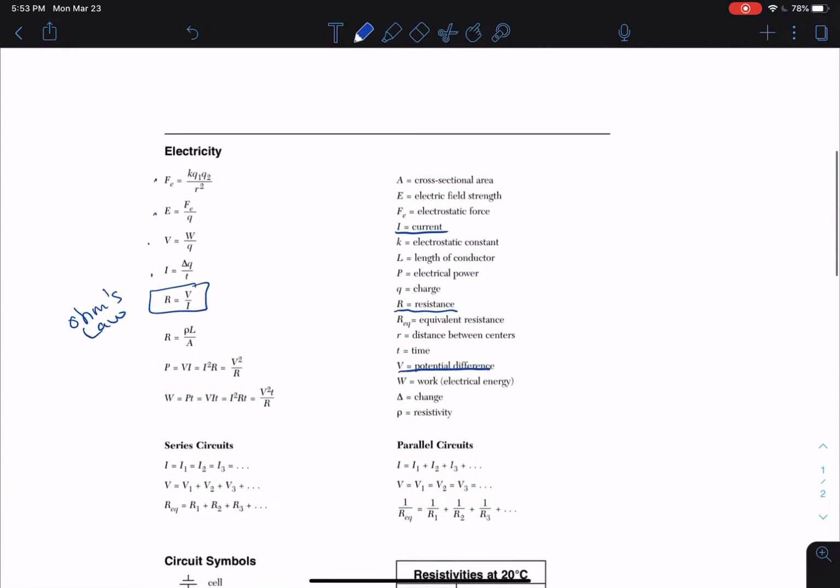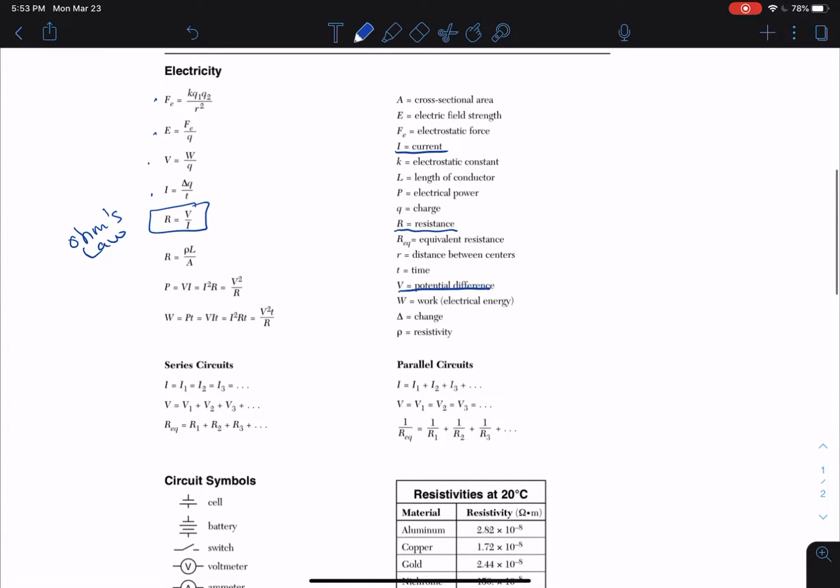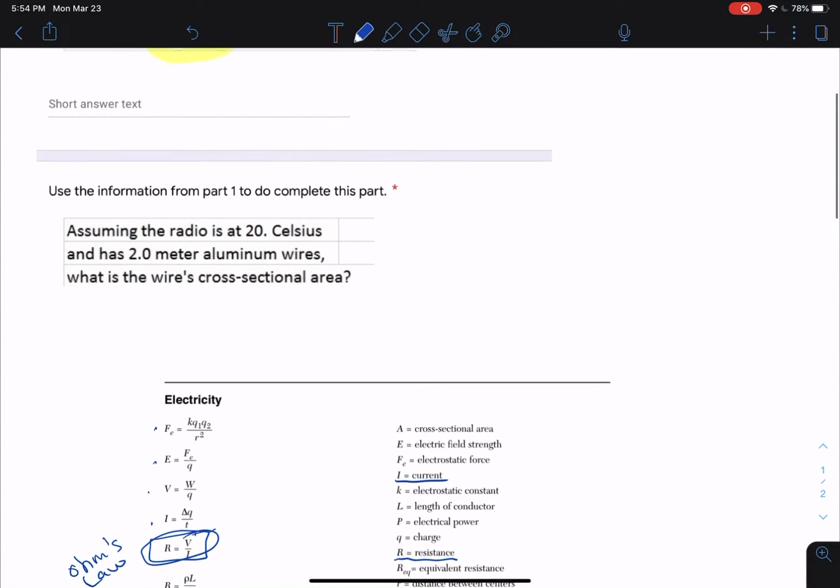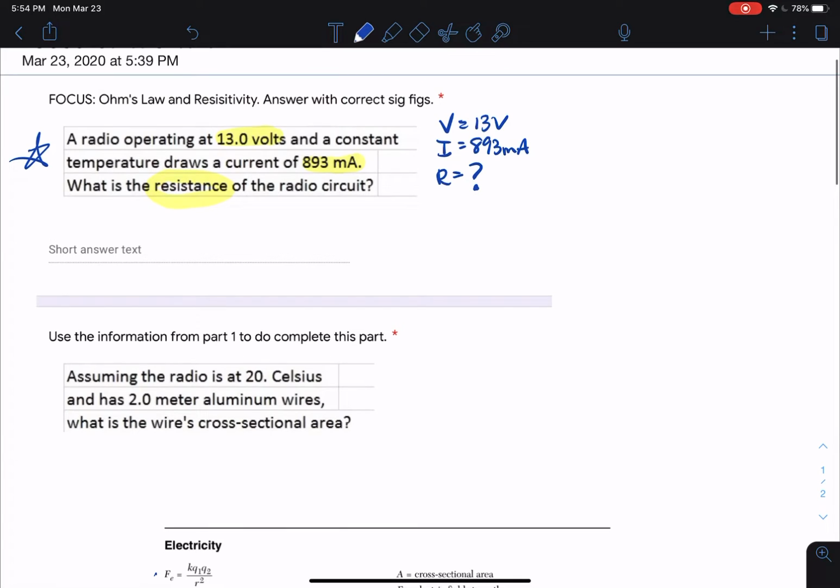Here's our electricity table, and it's not these ones, but it is this one, R equals V over I, where R is resistance, I is current, and V is potential difference, and that's what we call Ohm's Law. And we're going to use it a lot, especially when we start solving circuits. So if I write that equation up here, we can just substitute our numbers in. The only thing is there's a catch.